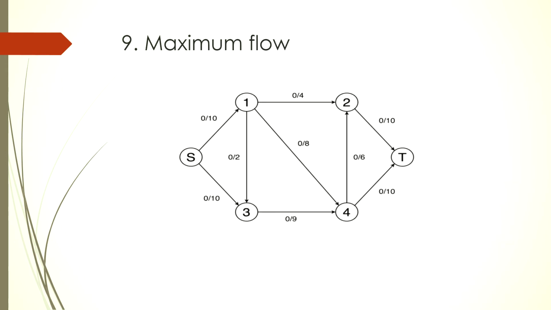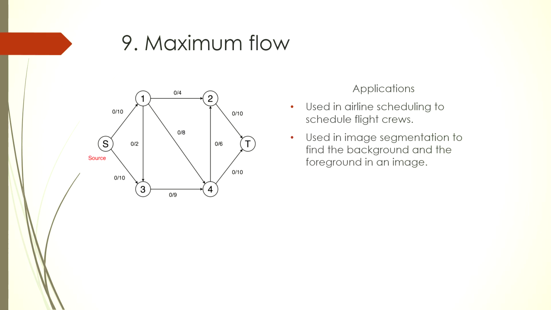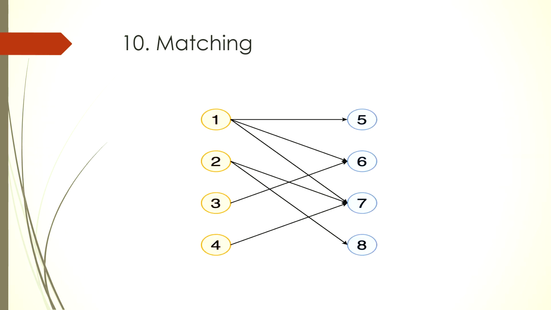Number 9. Maximum flow. We can model a graph as a flow network with edge weights as flow capacities. In the maximum flow problem, we have to find a flow path that can obtain the maximum possible flow rate. Algorithms: Ford-Fulkerson algorithm, Edmonds-Karp algorithm, Dinic's algorithm. Application: used in airline scheduling to schedule flight crews, used in image segmentation to find the background and the foreground in an image, and used to eliminate baseball teams that cannot win enough games to catch up to the current leader in their division.